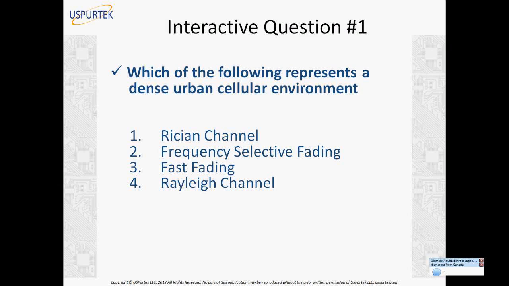Someone replied, a Rayleigh channel. Yes, it's the worst type of fading. It could be frequency selective fading, yes. Very good. Okay, so 4 is the most appropriate answer. Although you could have frequency selective fading or fast fading, we really need some data to decide that. But Rayleigh channel is definitely a very definite answer. It is definitely a Rayleigh channel environment.